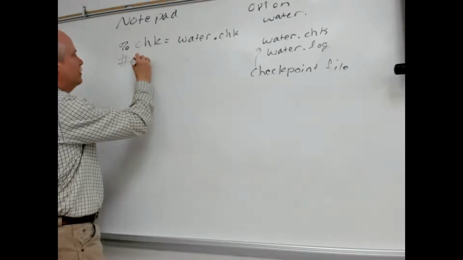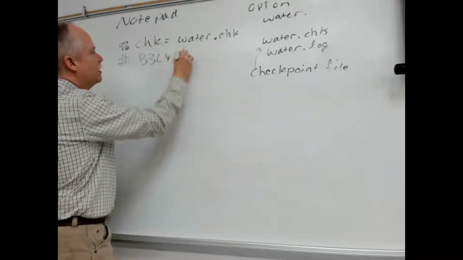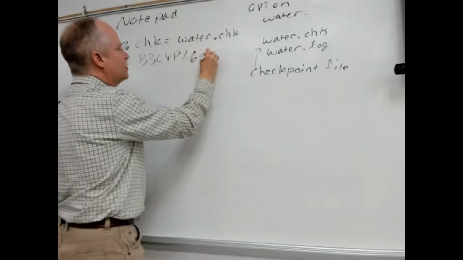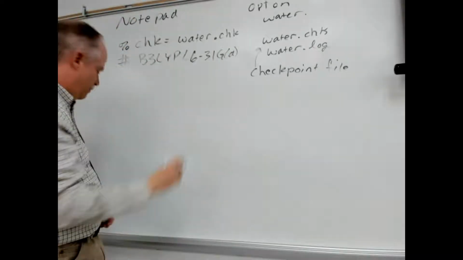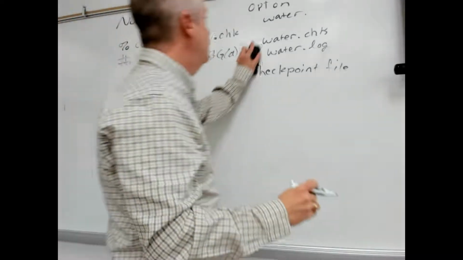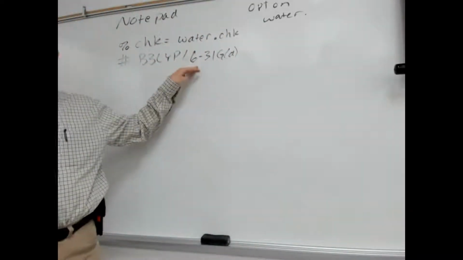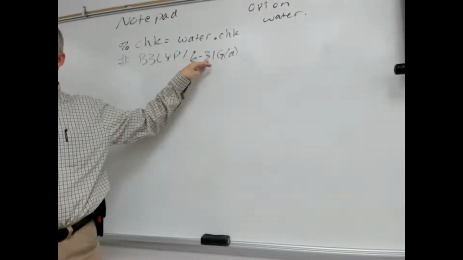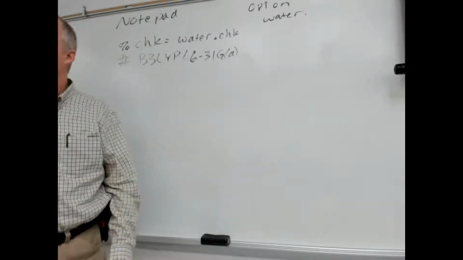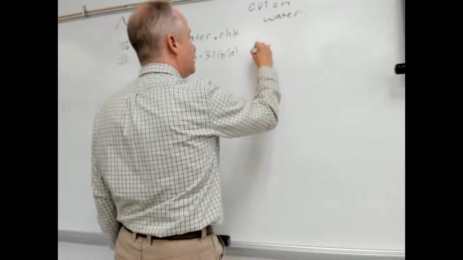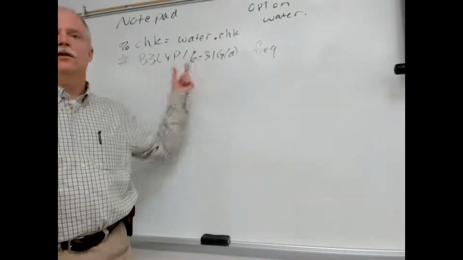So here you have the route card. You could do B3LYP/6-31G(d). I'm running out of space, so I'm going to go ahead and erase these. So you've given it the level of theory and the basis set. You type that right in after the route card. And then it needs to know what kind of calculation you're going to do. So you type in freq. And these can be in any order.